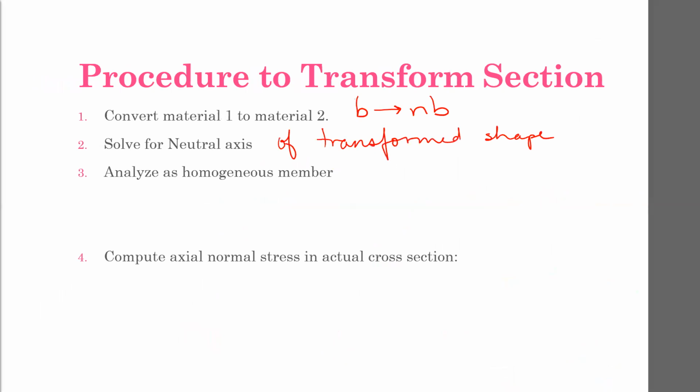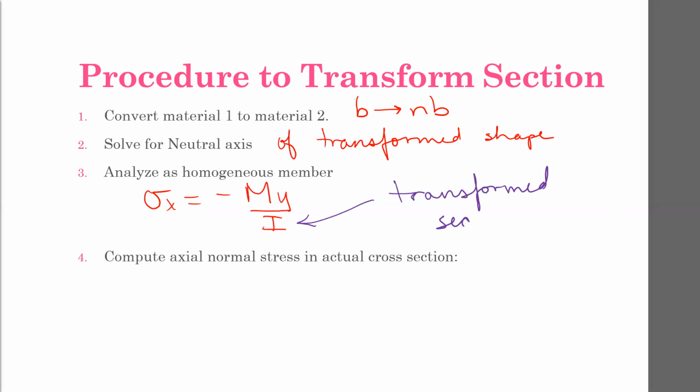Then you're going to analyze this as a homogeneous member. So that means you know that sigma x equals negative M y over I, where I is of the transformed section. So everything we do here has to do with our adjusted cross-section.